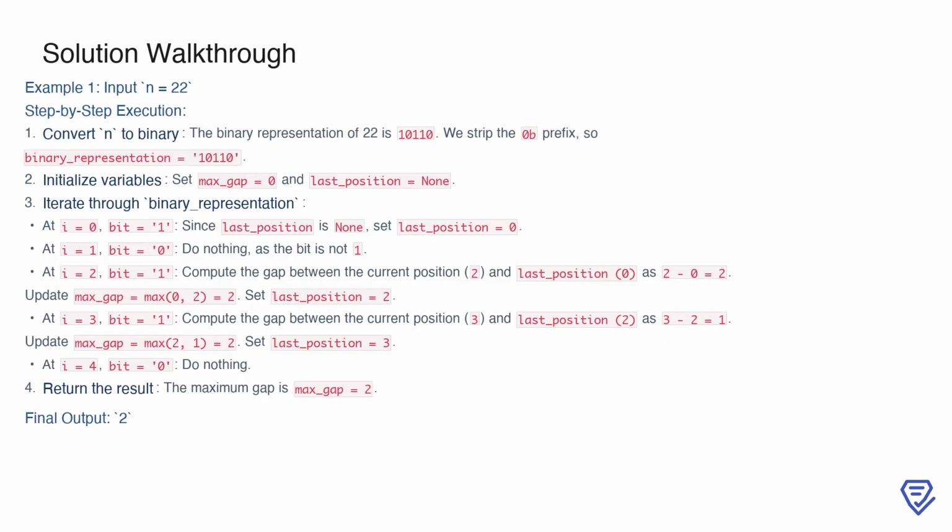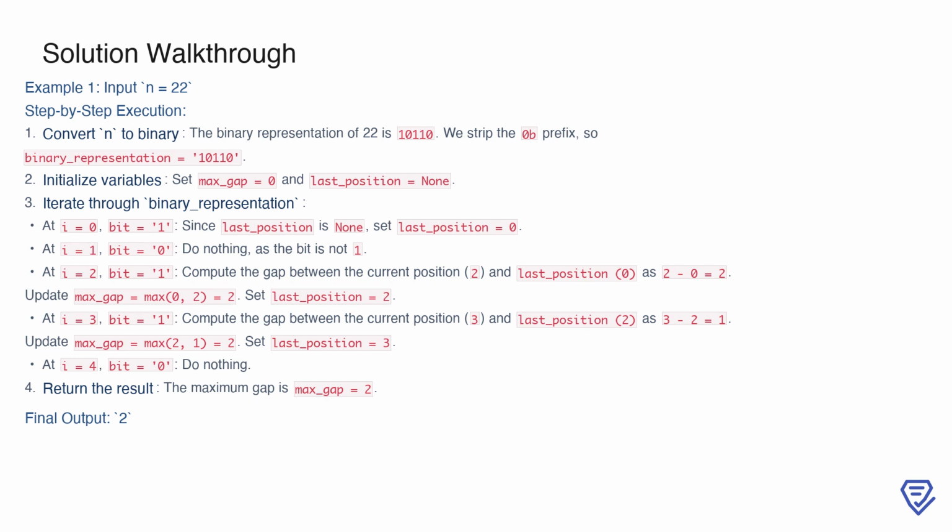To solve this problem, we start by converting the given integer n into its binary representation. For the input n equals 22, the binary form is 10110. We remove the 0b prefix so that the binary representation becomes a simple string, 10110. Next, we initialize two variables: max_underscore_gap to 0, which will keep track of the largest gap found, and last_underscore_position to None, which will store the position of the last one we encountered.